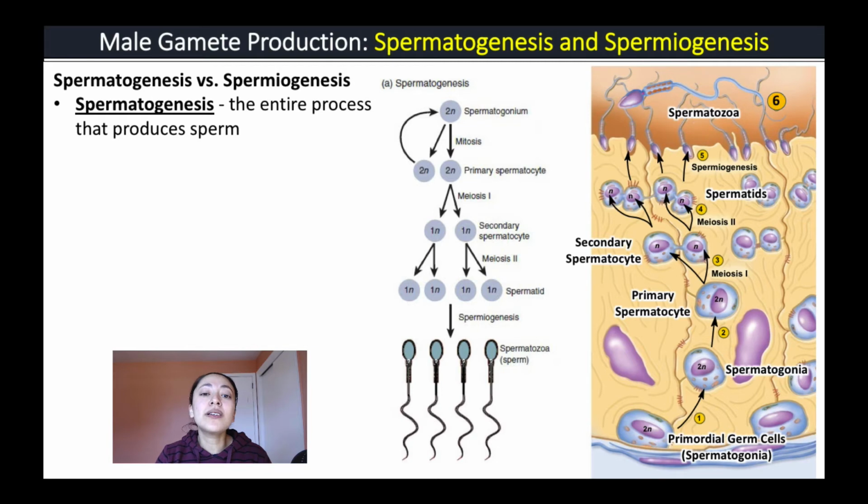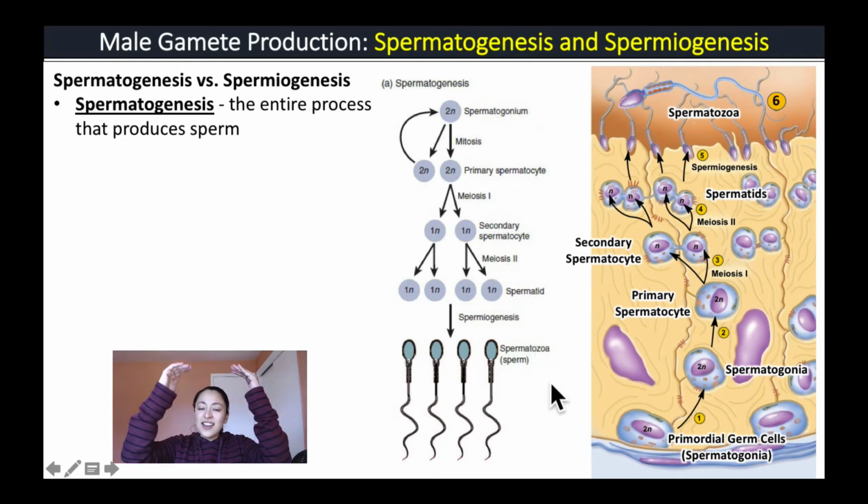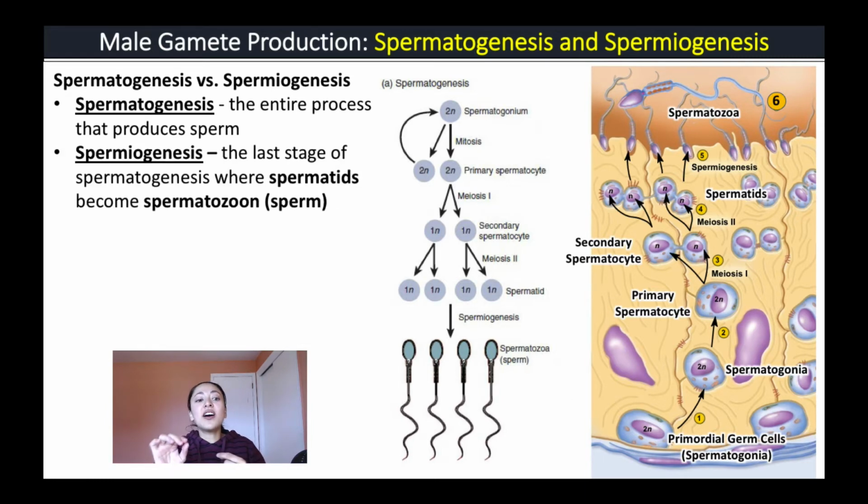Now, it is really important not to confuse the term spermatogenesis with the word spermiogenesis. So let me define both of these words to make sure that you know the difference. Spermatogenesis is the entire process that produces sperm. So it begins with the spermatogonium and ends with the spermatozoa. It includes mitosis and meiosis and spermiogenesis, all the processes necessary for that to happen. Spermiogenesis is just the last stage of spermatogenesis. So it's where the spermatids become spermatozoa. That is spermiogenesis.